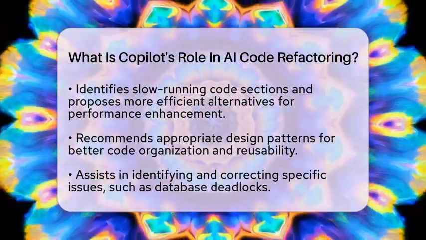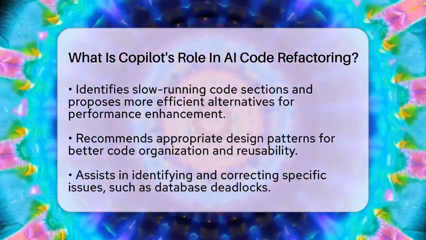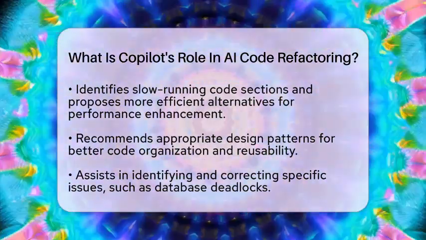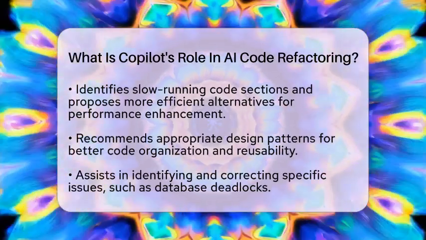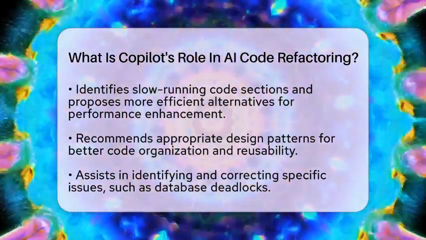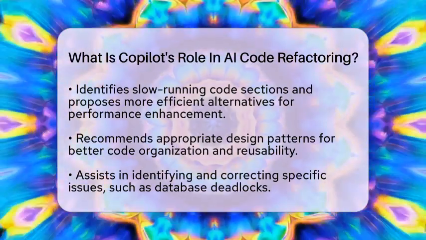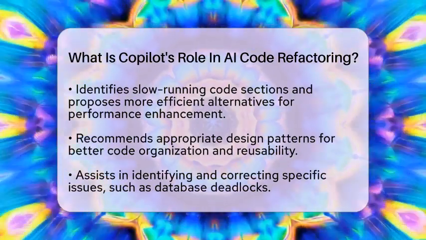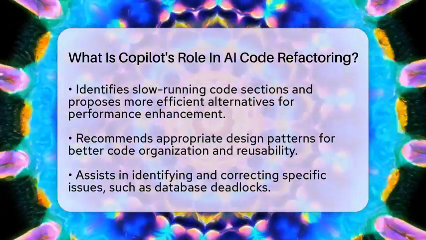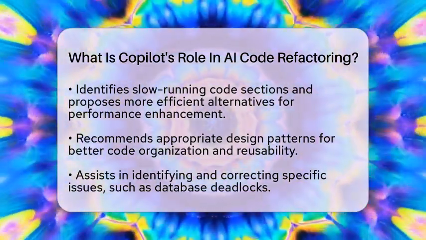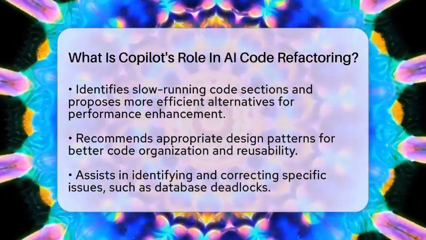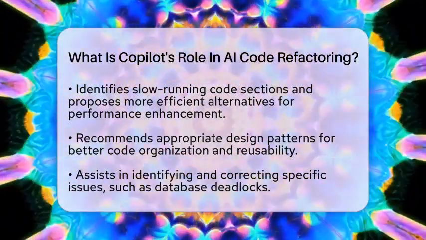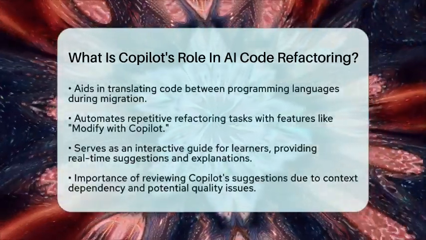Additionally, if you are migrating code from one programming language to another, Copilot can assist in translating code while keeping its functionality intact. This is particularly useful during refactoring, when you need to update parts of your code base. For larger projects, Copilot can automate repetitive refactoring tasks. With features like Modify with Copilot, you can select a code segment and instruct Copilot to refactor it based on a pattern you provide. This saves time and reduces the manual effort involved in refactoring.